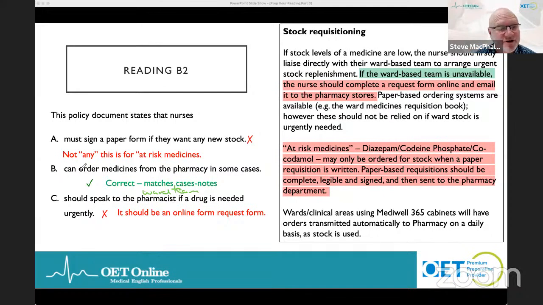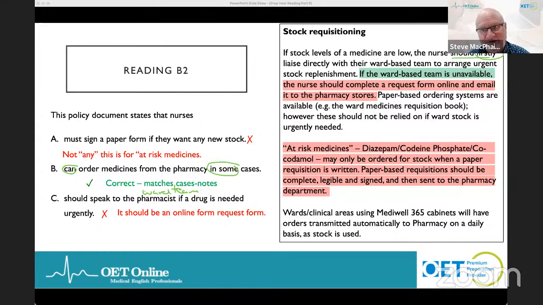It's tricky. And look at the key for me: can order, right? It's a bit like can. If the ward team, that means you can do it. And in some cases, right? Which case? The case where the ward team is unavailable. There's your situation, in some cases. If the ward team's available, no, you shouldn't do that. Just go to your ward team, all right? That's first, go to your ward team. It tells you that's your first situation.